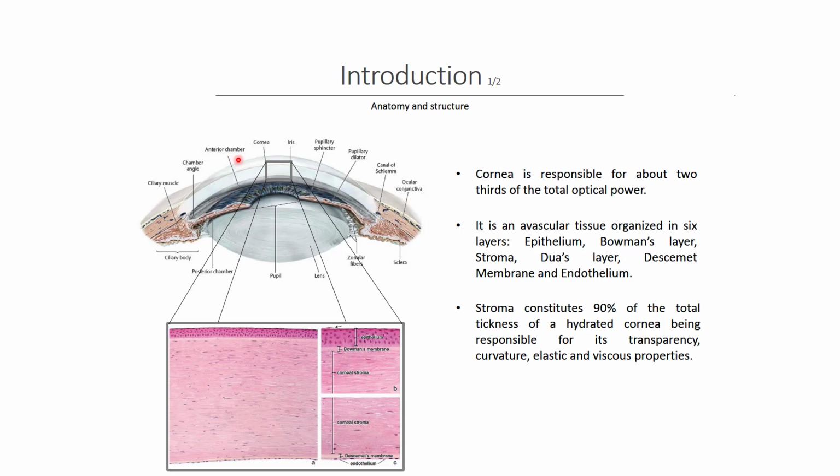This image here corresponds to the anterior eye, where we have the sclera, the cornea, anterior chamber, and posterior chamber, where we have the crystalline lens. So, as you can see, cornea is the first layer that rays find when coming into our eye. It is responsible for about 2/3 of the total optical power. Cornea is an avascular tissue organized in 6 layers, where stroma constitutes around 90% of the total thickness, being responsible for the main optical and biomechanical properties of the cornea.